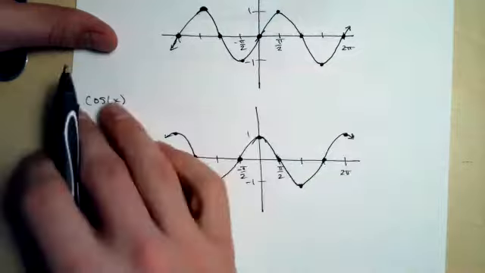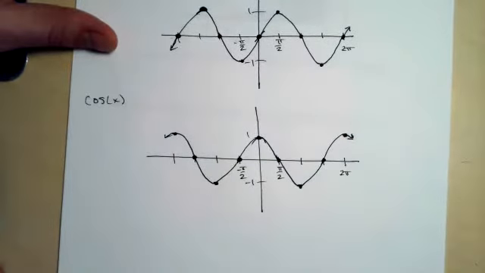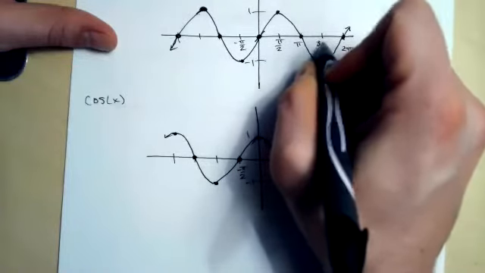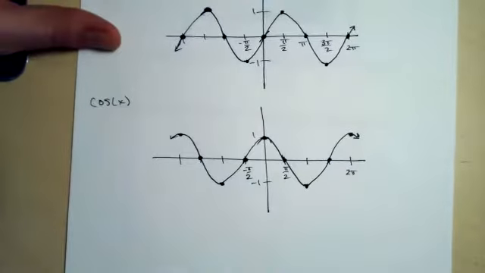Usually labeling one tick mark is good enough to indicate what the range is for each tick mark. If you want to fill in the rest, feel free. So pi and 3 pi over 2 would be those other ones, at least on the positive side of the x-axis.